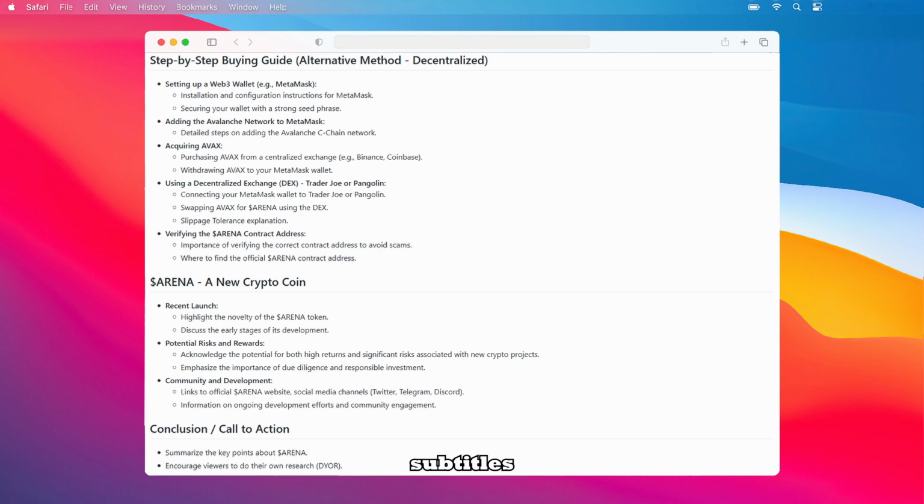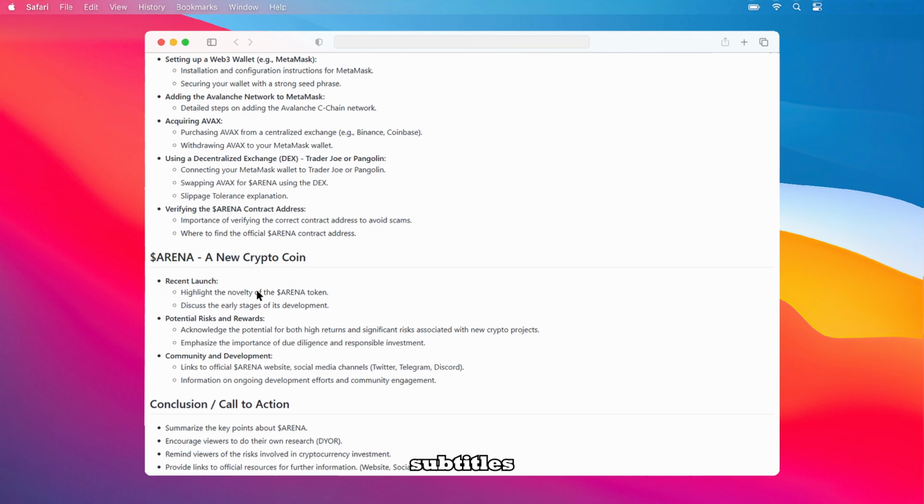the official address. Now let's circle back to Dollar Arena as a new crypto coin. Because it is a recent launch, we'll discuss the early stages of its development. As a new coin, we need to acknowledge the potential for both high returns and the significant risks involved, so we emphasize the importance of due diligence and responsible investment.